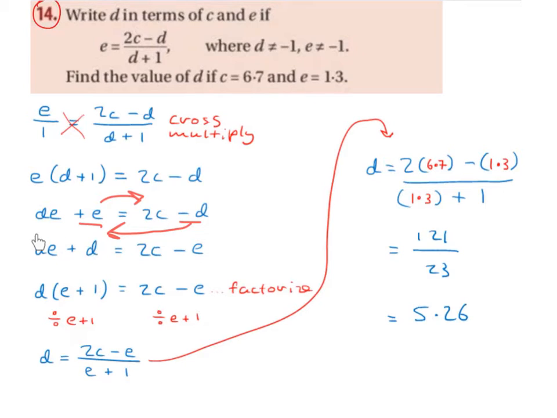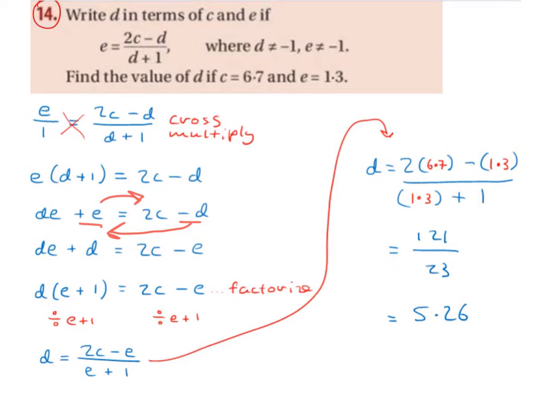Now I have everything that has a D in it on the left-hand side, and everything without a D on the right-hand side. So I'm going to factorize. I'm going to pull out the D. D into DE leaves me with E. D into D goes once. And 2C minus E stays the same. So now I have D multiplied by E plus 1.